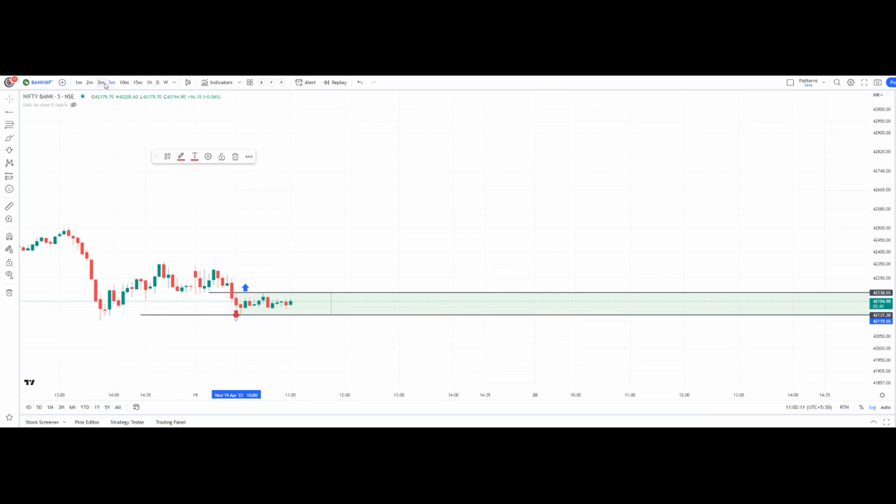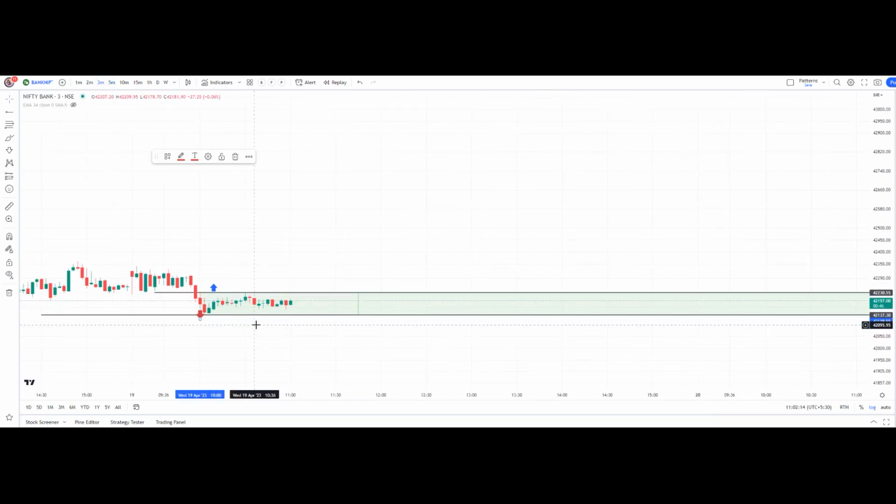The same we can see how it will be in the 3 minutes time frame. In the 3 minutes also we can see the candles are consolidating. All right, so this is a pure inside bar pattern trade.